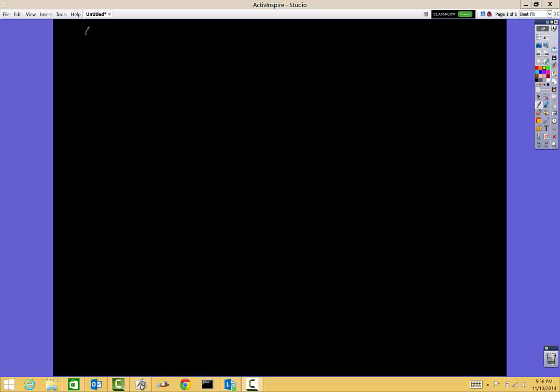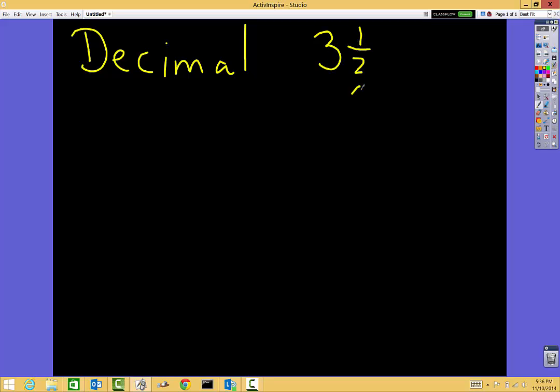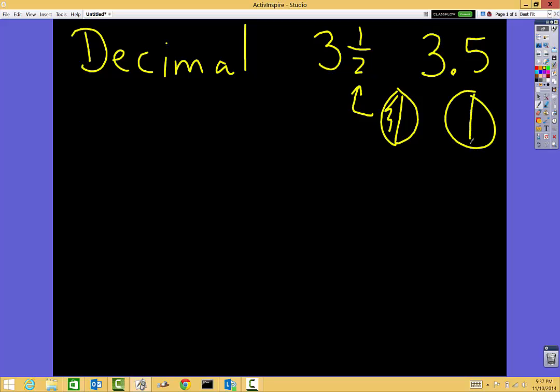Hello again. Today we're going to be starting our unit on decimals. So if you remember, a decimal is very similar to a fraction in that it represents a part out of a whole number. So for example, if I have 3 and a half, the fraction lets me know I have 1/2 of a whole. The decimal is very similar. If I have 3 and 5/10, that means I have 5/10 out of a whole.